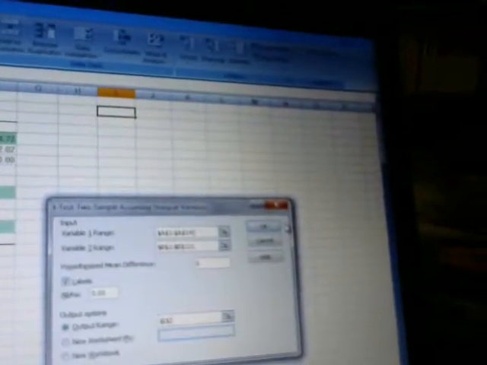All right. Our hypothesized mean difference is 0 because we're always testing against the null. We're checking off labels because we did include labels. We're going to leave our alpha as 0.05 because remember our alpha by default is 5%. That's our p-value, the probability that we want it to be below. Okay, our output range is where we want it to go when we're done. You click it right there, and then you hit OK.